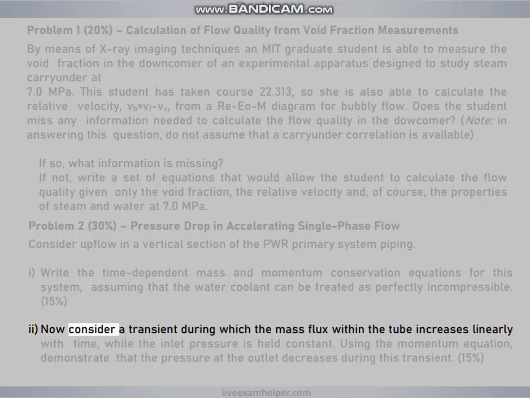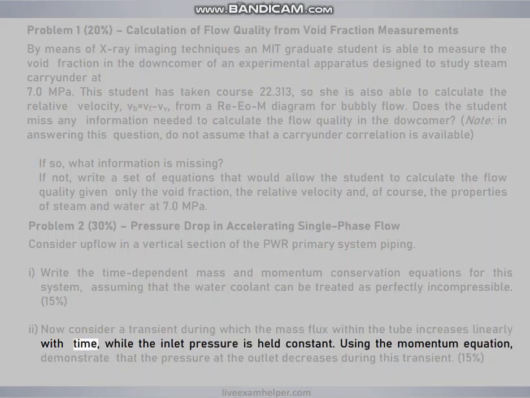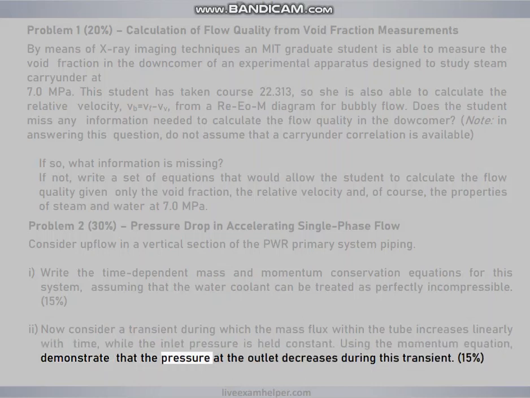2. Now consider a transient during which the mass flux within the tube increases linearly with time, while the inlet pressure is held constant. Using the momentum equation, demonstrate that the pressure at the outlet decreases during this transient. 15%.